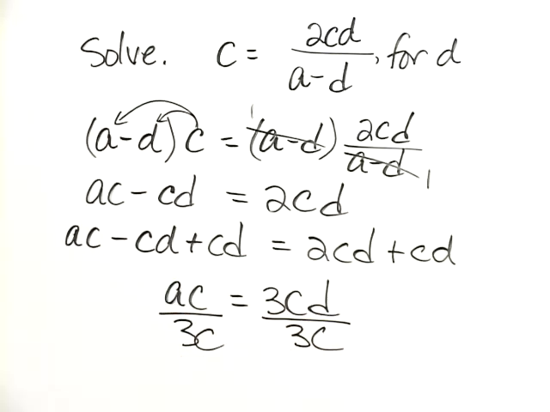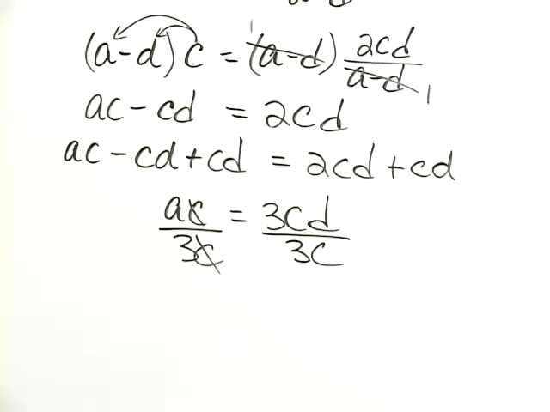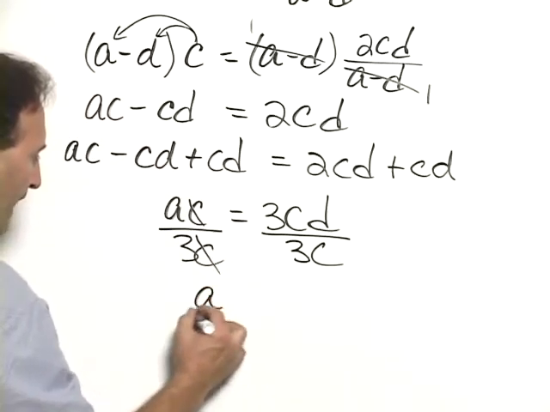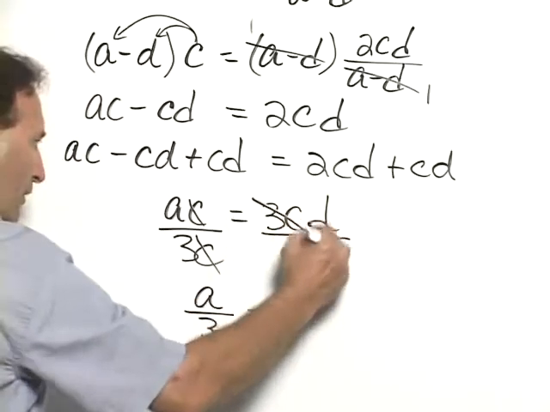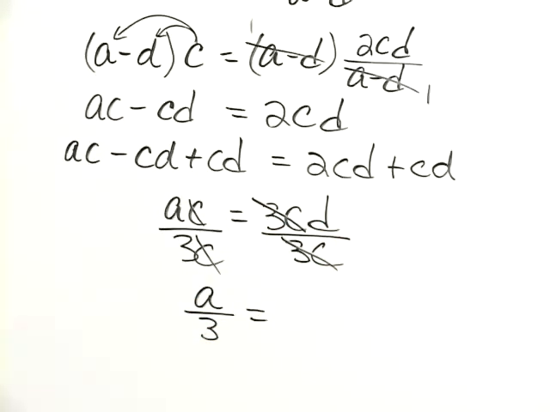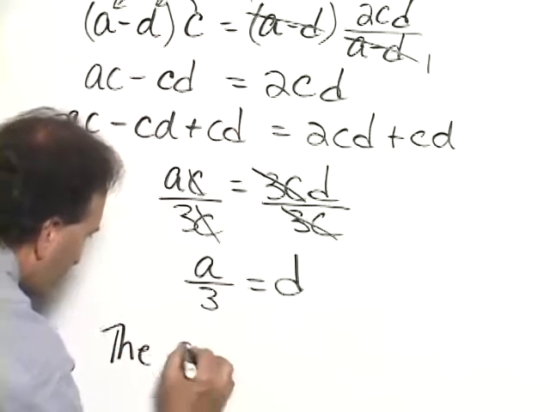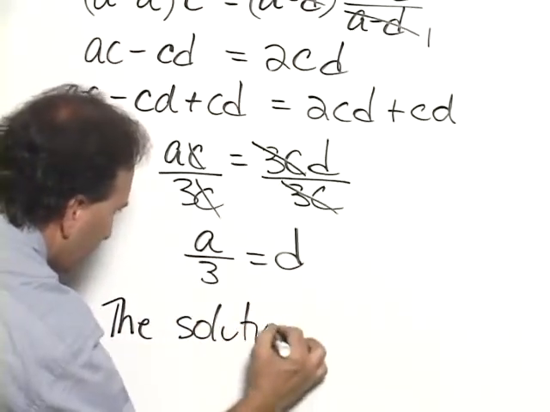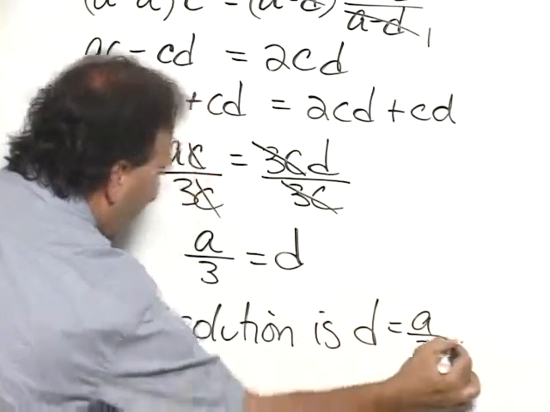Dividing both sides by 3C, on the left-hand side, we can see that the C divided by C is 1. So we have A over 3 is equal to, and of course, 3C divided by 3C is equal to 1, and therefore A over 3 is equal to D. So the solution is D equals A over 3.